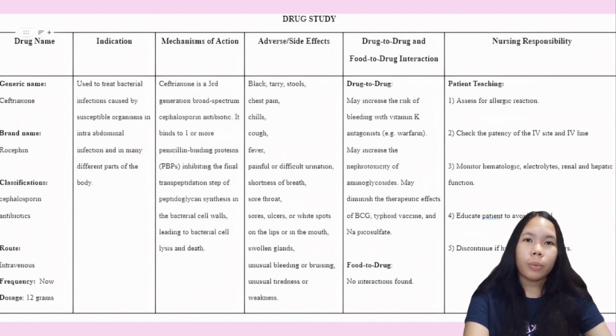Drug-to-drug interaction: may increase the risk of bleeding with vitamin K antagonists, may increase the nephrotoxicity of aminoglycosides, may diminish the therapeutic effects of BCG, typhoid vaccine, and sodium picosulfate. Food-to-drug interaction: no interactions found.